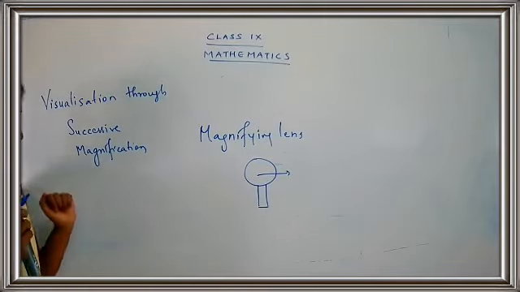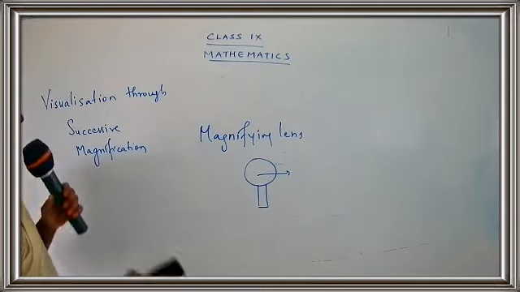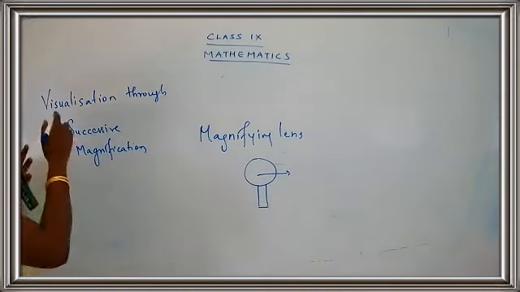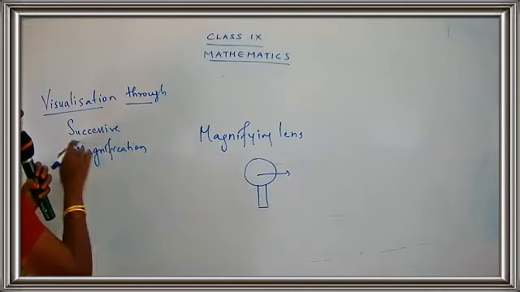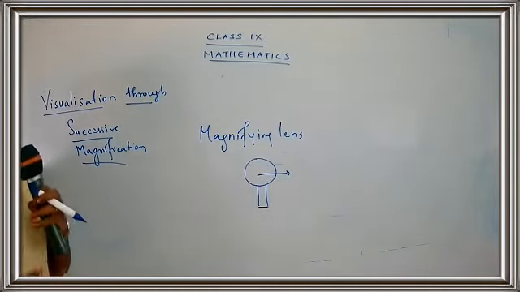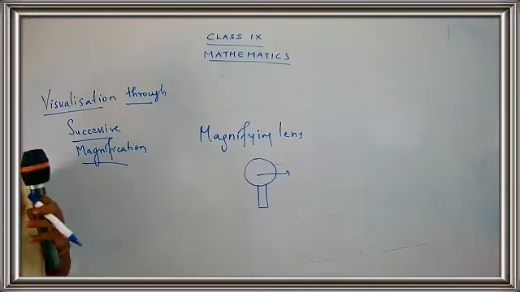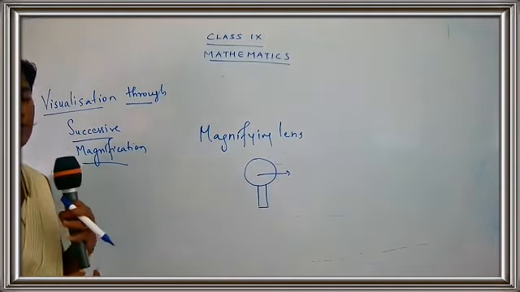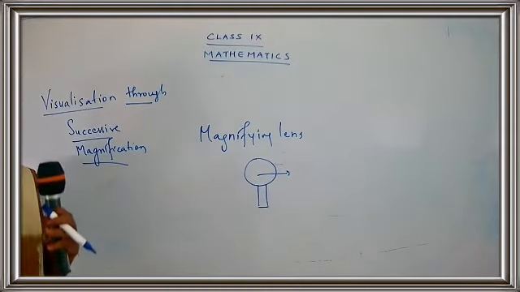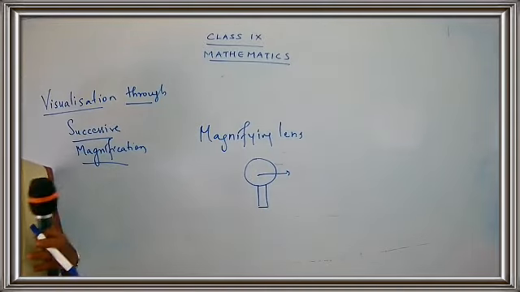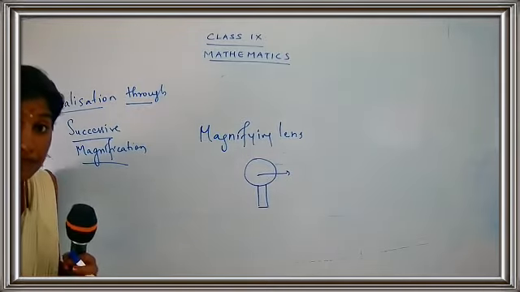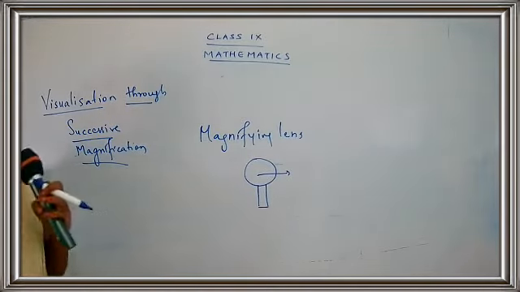Okay, children? Now, see here. What is the topic that we are going to learn now? We are going to learn a topic called visualization through successive magnification. Successive means what? Again and again we are magnifying. I have done one step, again I'll do one more step, again one more step. So I go on doing the steps one after the other till I get the answer. So this is what we are going to do.